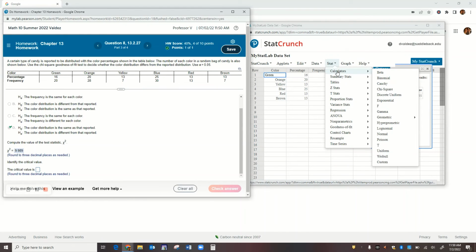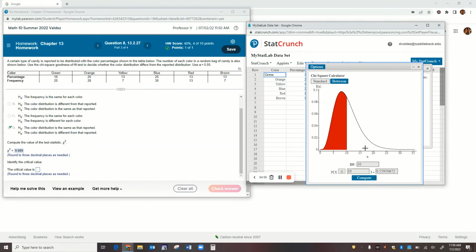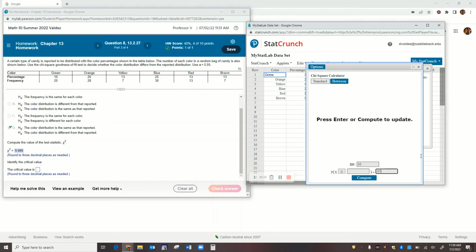So you go calculators, okay, chi-square, and chi-square test is always right tail. So change it so that x is greater than something, and alpha was set at 0.05. And then degrees of freedom is n minus 1. So number of categories minus 1. There's 1, 2, 3, 4, 5, 6 categories, 6 colors. So degrees of freedom is going to be 5.